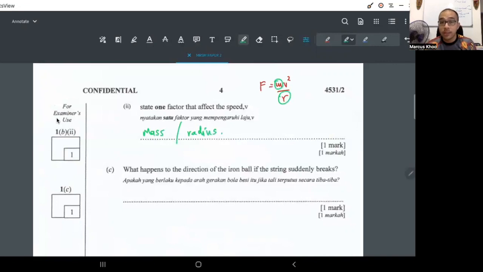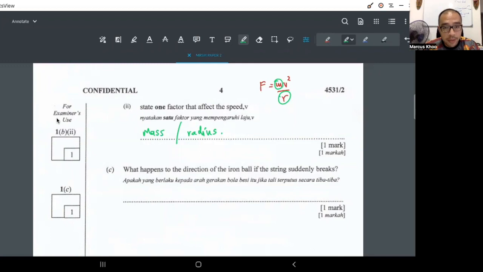Okay, either the mass or the radius will affect the linear speed actually, of the centripetal force. So of course this is very logical. The bigger the mass, the smaller the speed. And of course the bigger the radius, the bigger the speed. Correct. Because it's directly proportional. But the force will be smaller.